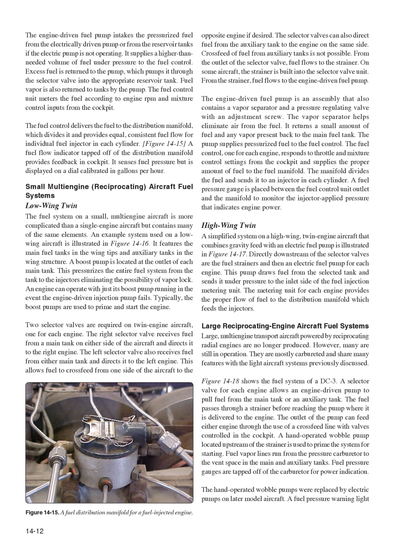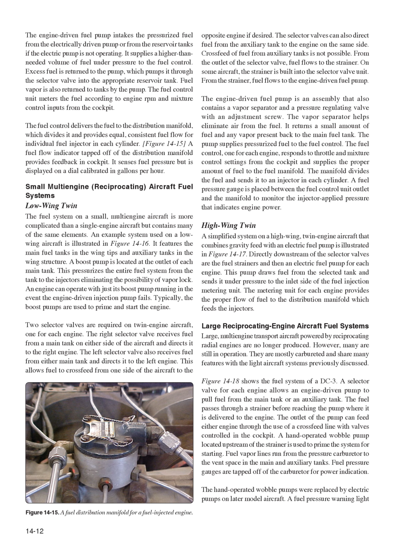The fuel control unit meters the fuel according to engine RPM and mixture control inputs from the cockpit. The fuel control delivers the fuel to the distribution manifold, which divides it and provides equal, consistent fuel flow for the individual fuel injector in each cylinder. Figure 14.15. A fuel flow indicator tapped off of the distribution manifold provides feedback in the cockpit. It senses fuel pressure but is displayed on a dial calibrated in gallons per hour.